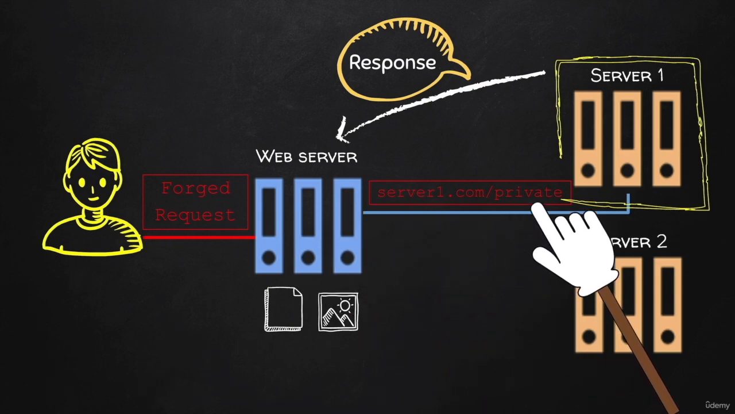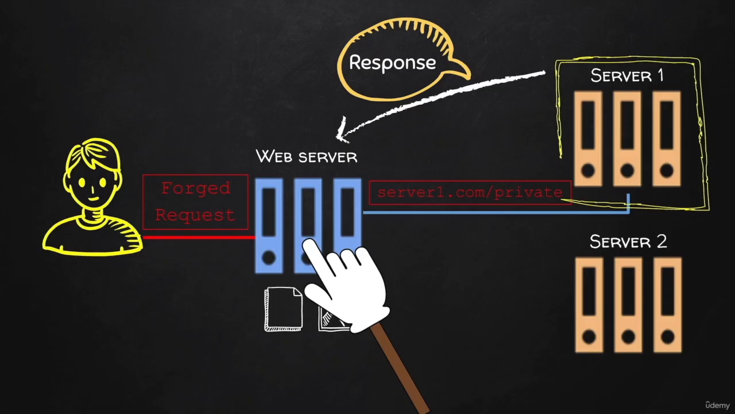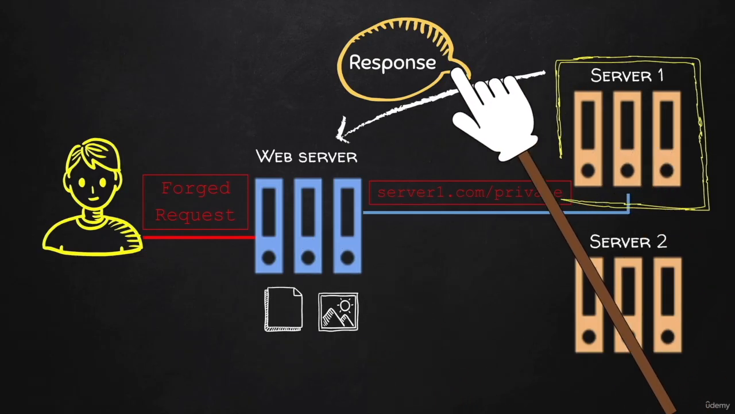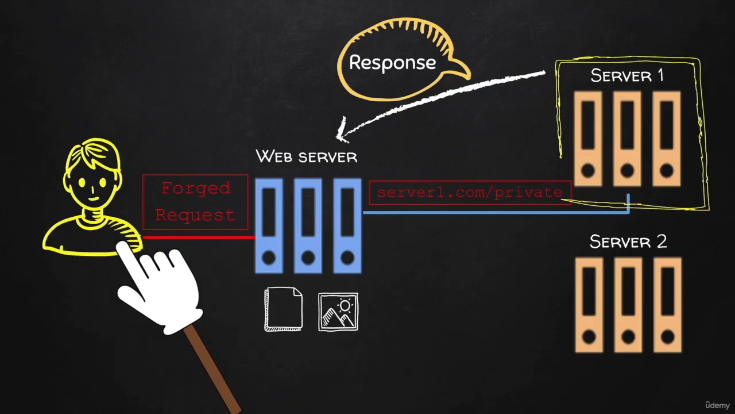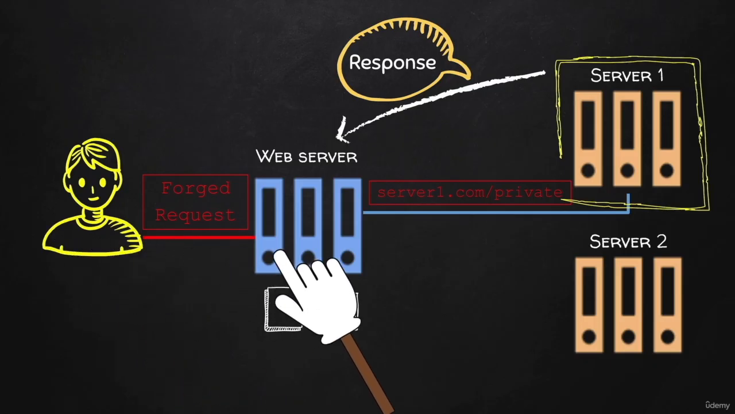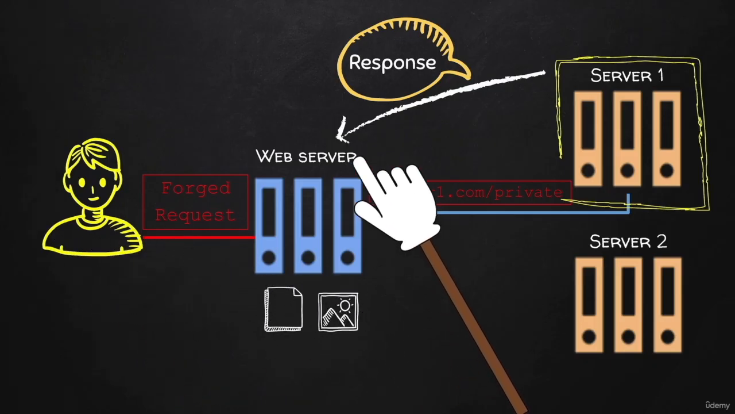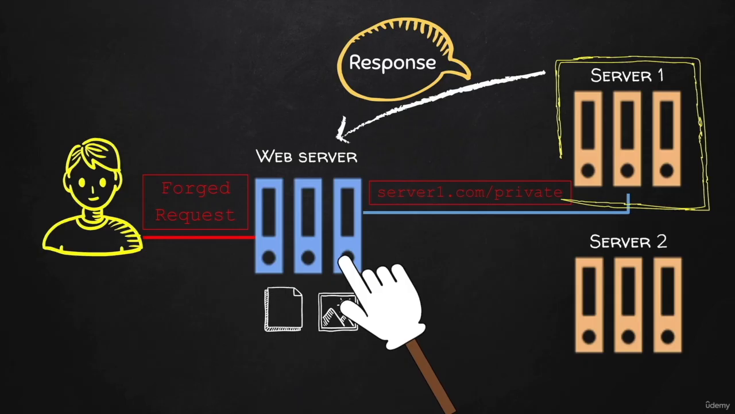So you're going to request something private that is only accessible to the web server because it's trusted. The response is going to be sent back because the web server is trusted, and you as a user are going to be able to read it. And all of that is possible because this web server has a web application that is vulnerable to an SSRF vulnerability.